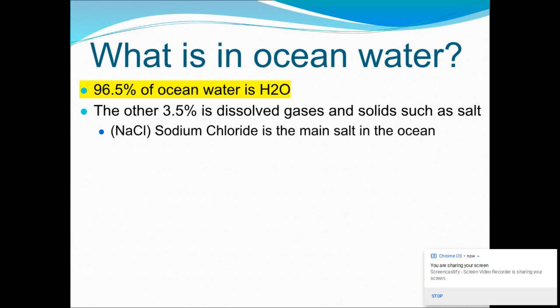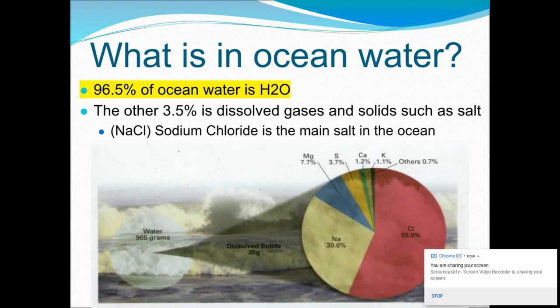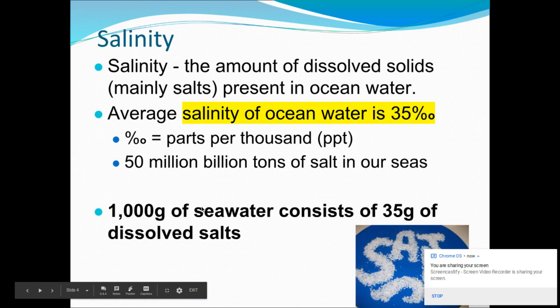All right, so what is the ocean water? Our ocean water is only about 96.5% water. The other percentage is 3.5% dissolved gas, and it has solids such as salt. Sodium chloride, which you might know as table salt, is the main component of the ocean. All right, so here we can see our beautiful little chart. We have water, and this little sliver is at 3.5%. It's made up of sodium chloride and other solids, but mostly gas. We also have oxygen in there.